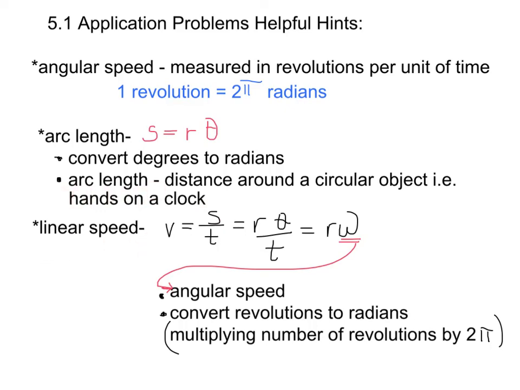And then linear speed, we use V equals S over T. And if you notice, this R times theta comes from your arc length, and that's always divided by your time, or your unit of time. And sometimes they'll give this theta over T in terms of your angular speed. So theta over T and omega all represent angular speed. And just make sure, if this is the case, then you want to convert your revolutions to radians by multiplying the number of revolutions by 2 pi.